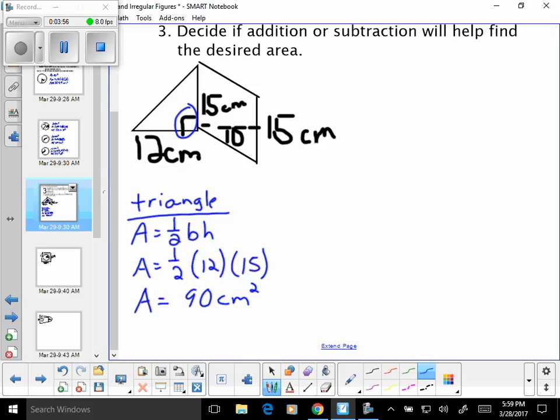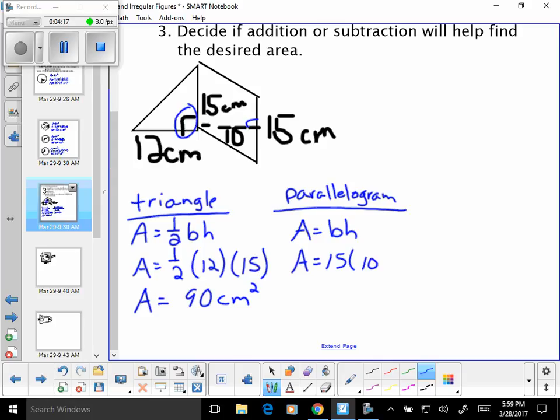Now on the right side, I actually have a parallelogram. So this is going to force you to review those formulas that we used a couple of lessons ago. And here's that right angle. So my base is going to be 15 and my height is going to be 10. So the area here is 150 centimeters squared.